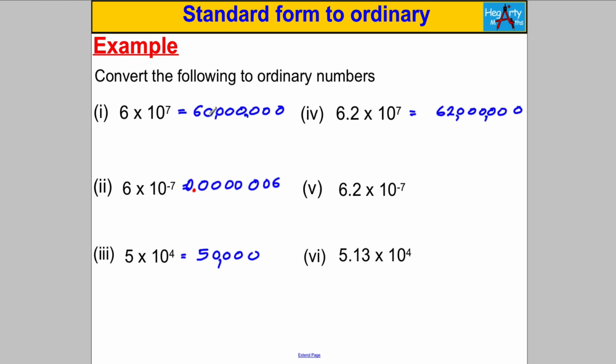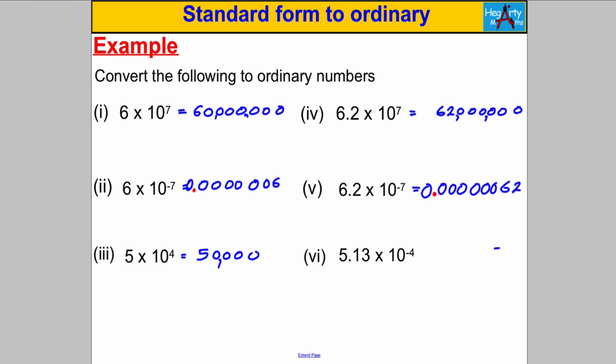Just like the case here when it was 60 million, other than the 2 here makes it 62 million. What about this one? I know it's -7, so it's going to be a small number. So I'm going to write my 6 and my 2 over here, and I'm going to count 7 zeros before the 6. 1, 2, 3, 4, 5, 6, 7. Where does my decimal point go? There. And the last one, 5.13 times 10 to the -4.